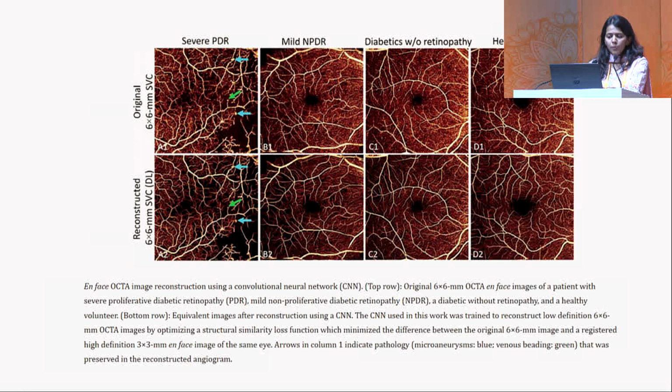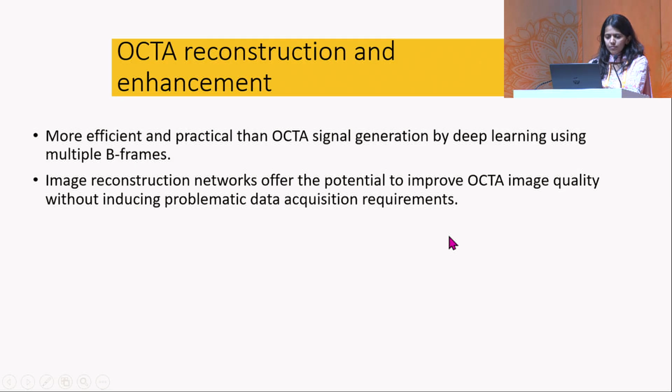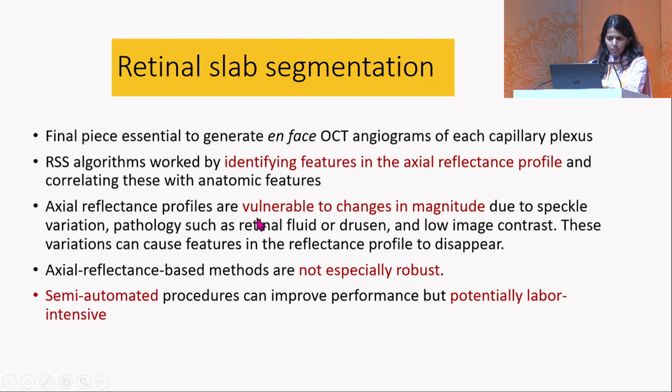One of the major limitations of contemporary OCTA scans is that for a larger field of view, the peripheral data has low image quality. However, this is a reconstructed OCT angio scan from the original scan using a deep learning algorithm, and we see the peripheral scan quality is also enhanced, and there is no loss of image quality even in the periphery. So image reconstruction networks offer the potential to improve OCT angio image quality without inducing any data acquisition problems.